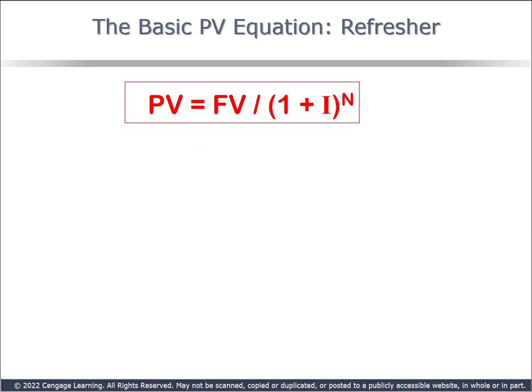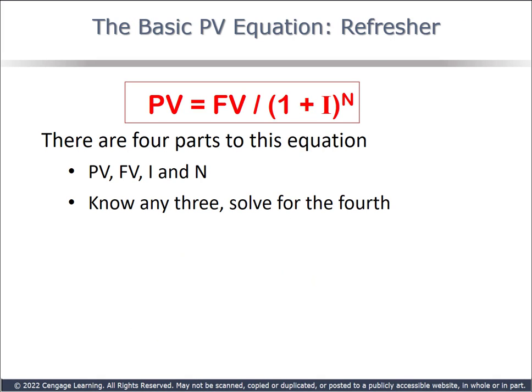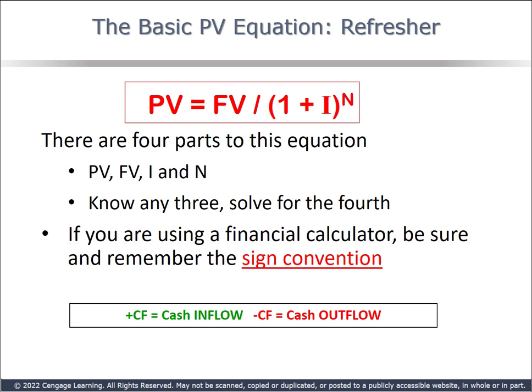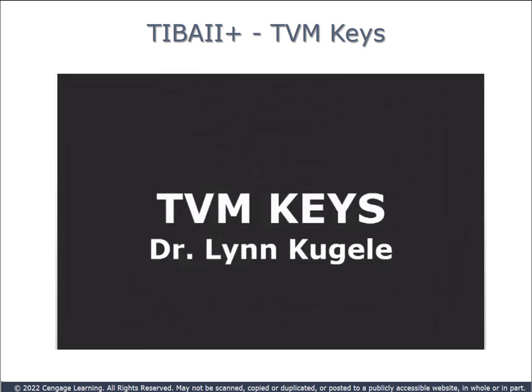Here's a refresher on the basic PV equation. It has 4 parts. If you know any 3 of them, plus a 0 payment, you can solve for the 4th. Do not forget the sign convention. Inflows to you are positive. Outflows from you are negative. This video tutorial is posted in Blackboard, and I recommend you go through it.